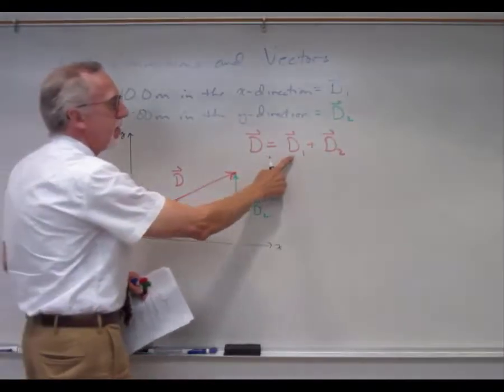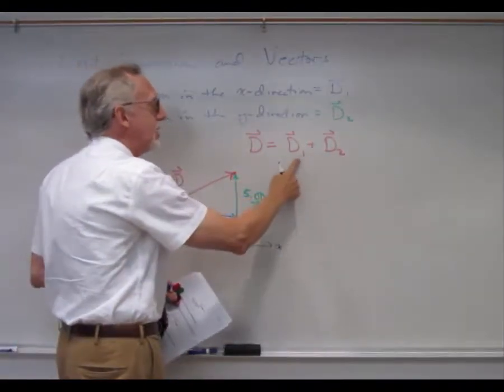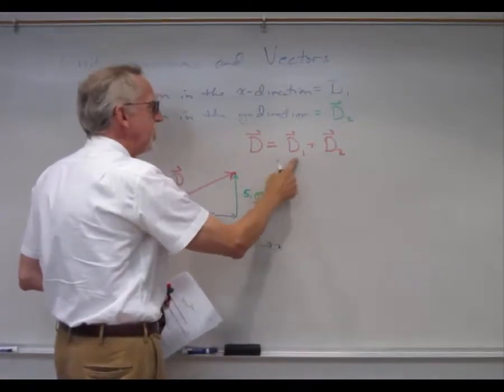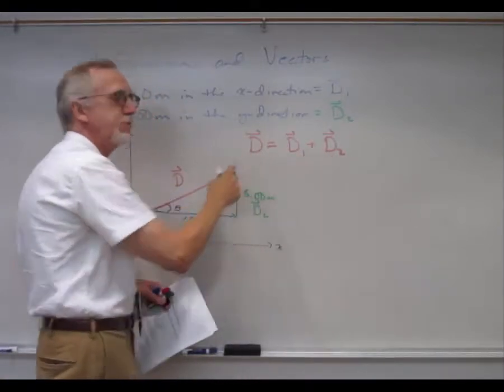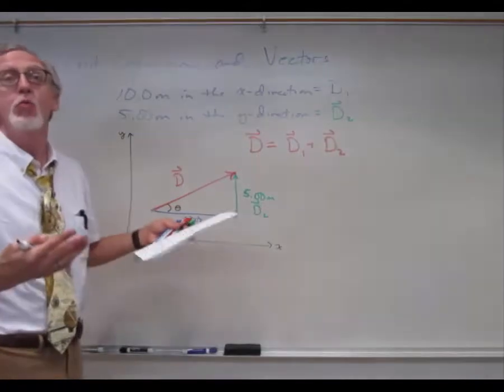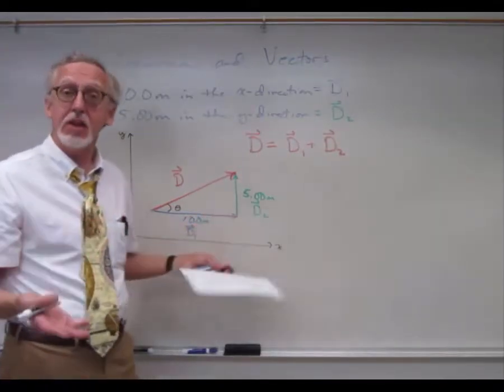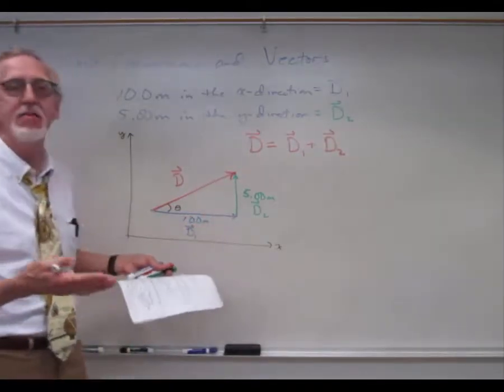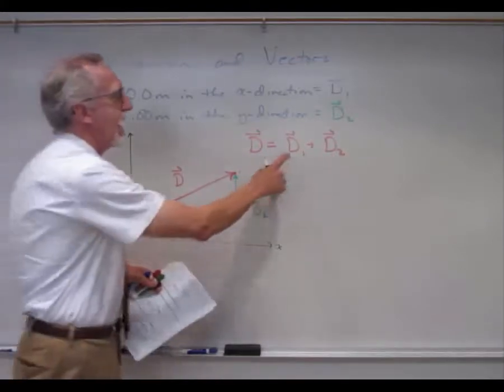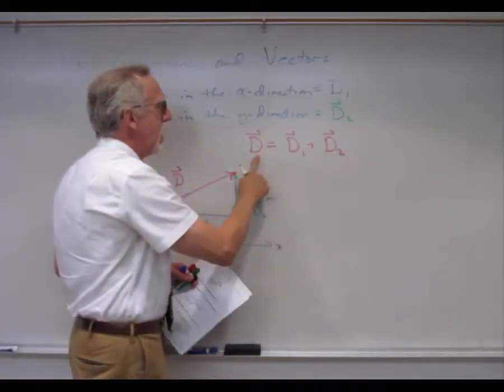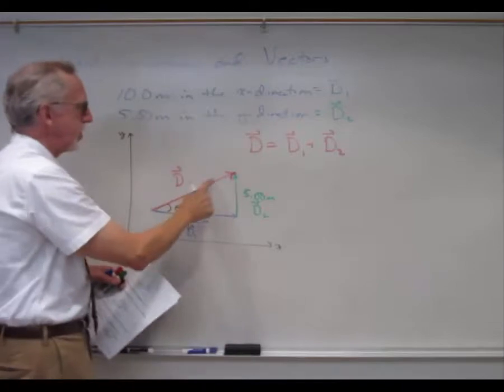Now, be careful. You cannot just say d1 is 10 meters and d2 is 5 meters, so d must be 15 meters. No. That would be just adding the scalar magnitudes. We cannot add the scalar magnitudes. We have to add the vectors. How do we find the magnitude or the length of d?